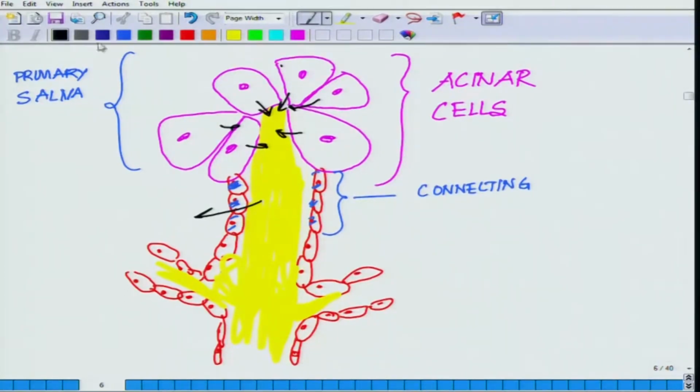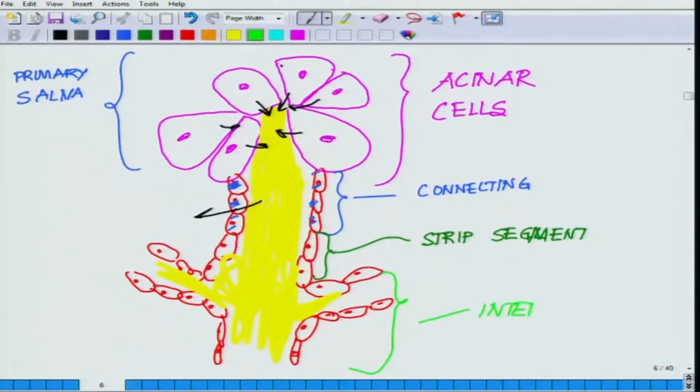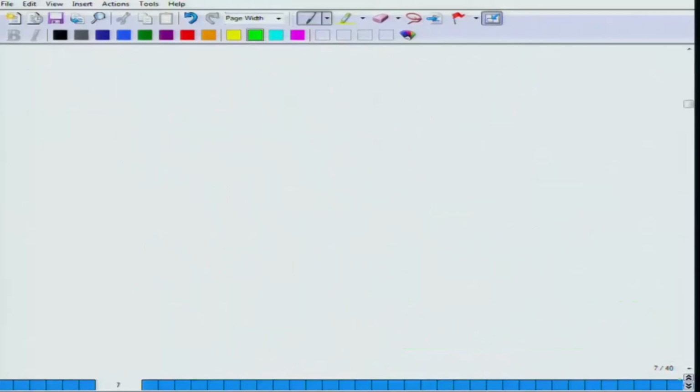Okay. So, these are the connecting cells, and underneath the connecting cells you have something called the striated segment, which lies somewhere here. And underneath the striated segment is a set of cells present out here, which are called the interlobular duct. So, before I go into that, the interlobular duct, okay, the way it works is something like this.